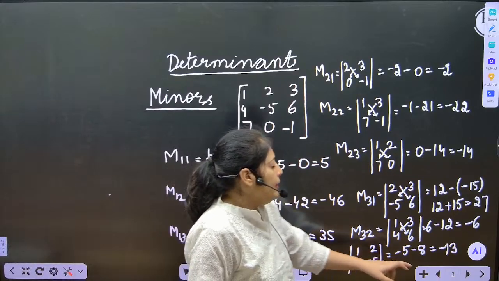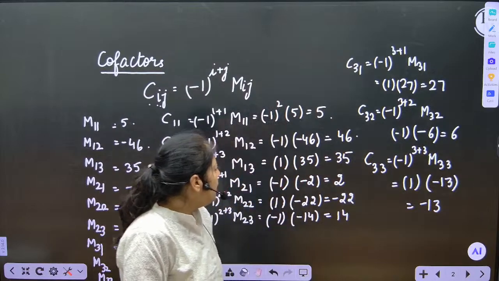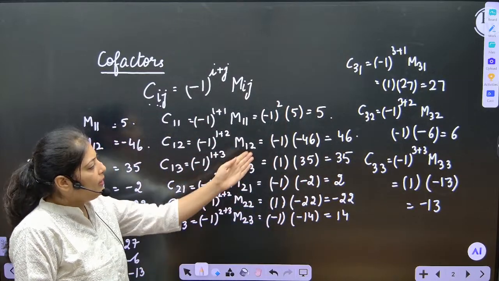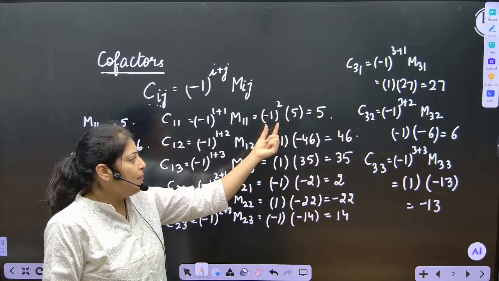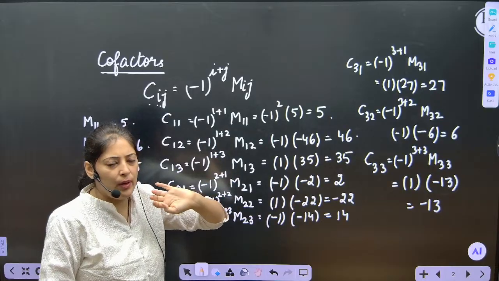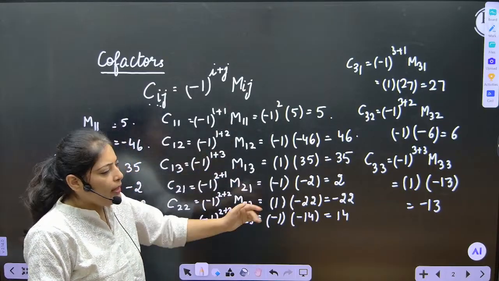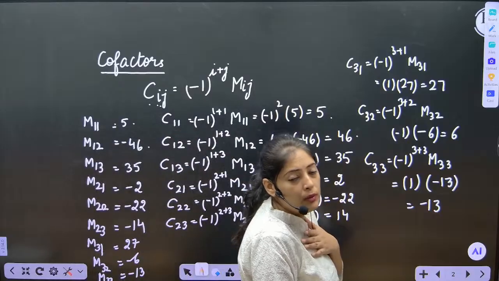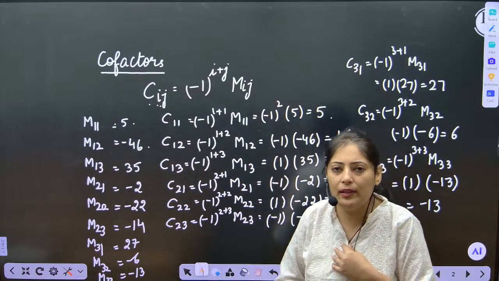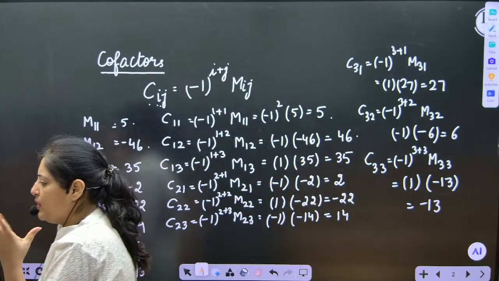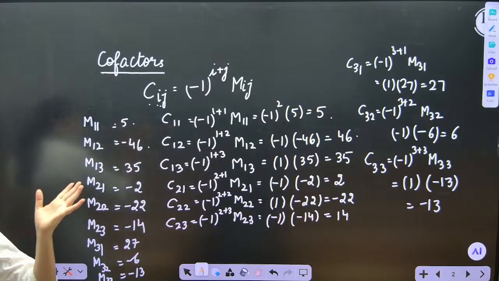Here you can skip the calculations. Then why unnecessarily write all these steps? Simply minus 1 square will come. We know which thing is going to come. Right now I was explaining to you. I can't explain only verbally. If I explain only verbally, you will not understand if I do not write more.